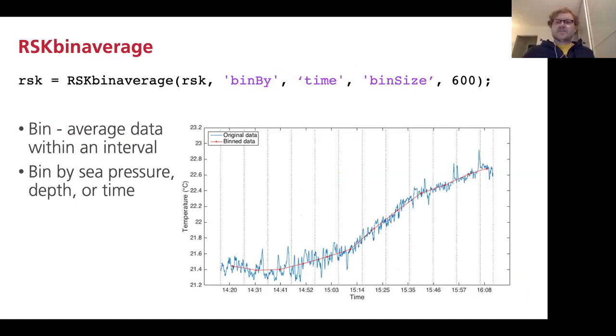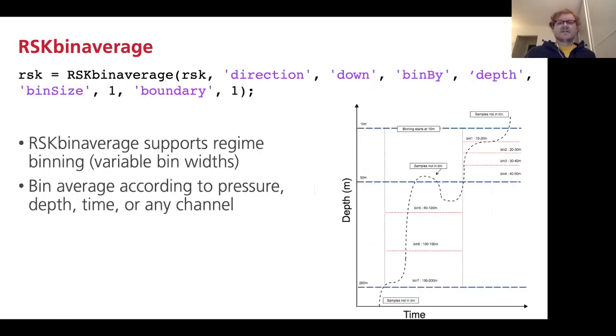One particularly useful and powerful one is bin averaging. We can bin average the data by time. In this case, bin size is specified in seconds. Here's an example where we're bin averaging data in time, the time series. But you can also, of course, bin average by depth or sea pressure or pressure or whatever you wish to use. In fact, you can use any channel, but so far I've only found uses with depth, pressure and time.